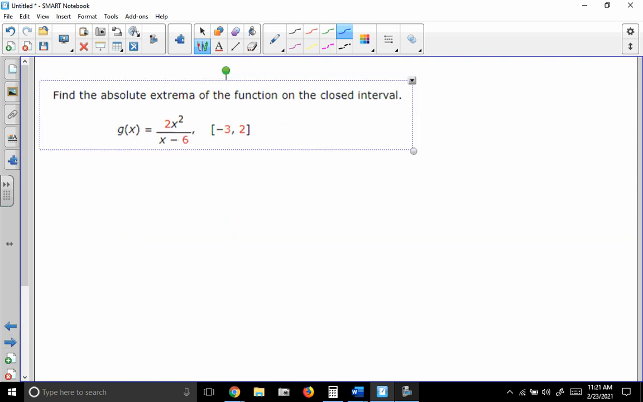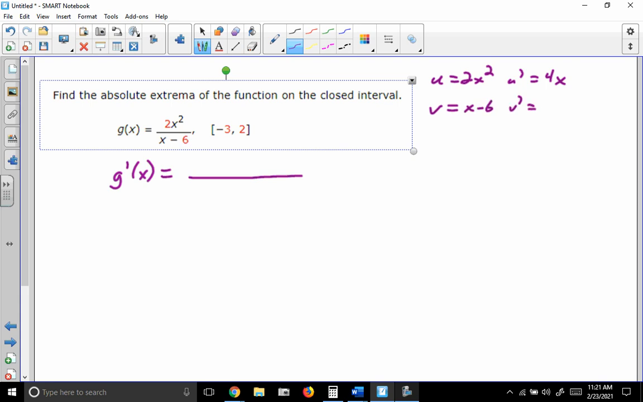So let's do the same thing on the next one. So let's go ahead and find our critical point first. So if we take our derivative, we're going to need to do the quotient rule. So if u is the numerator, then u prime is 4x. If v is the denominator, then v prime is 1. So our derivative is u prime times v minus u times v prime over the denominator squared.